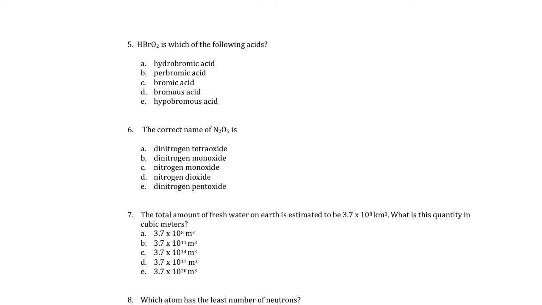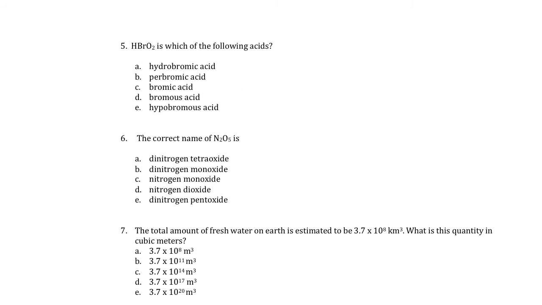So moving on to number 5, HBrO2 is which of the following acids? So this ion, BrO2- would be bromite, because we know bromate's the BrO3-. And so the -ites in their acid form would be -ous acid. So this should be bromous acid, D.